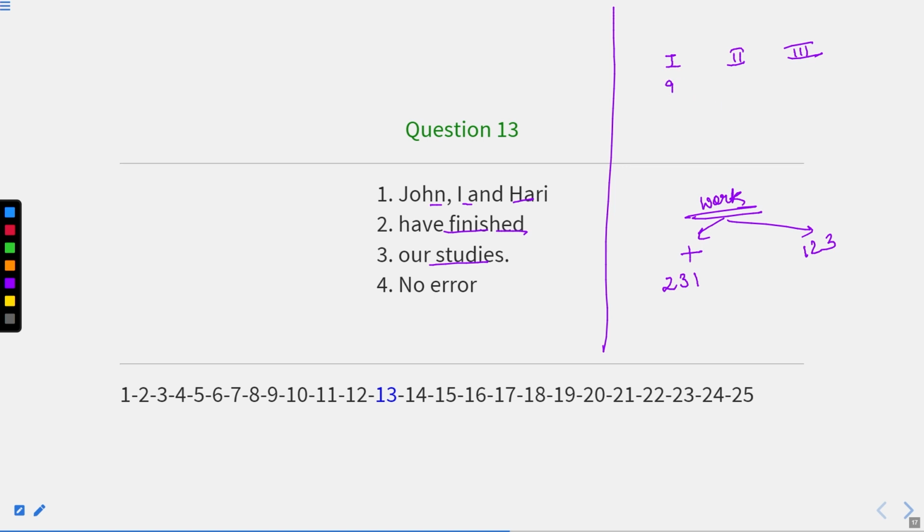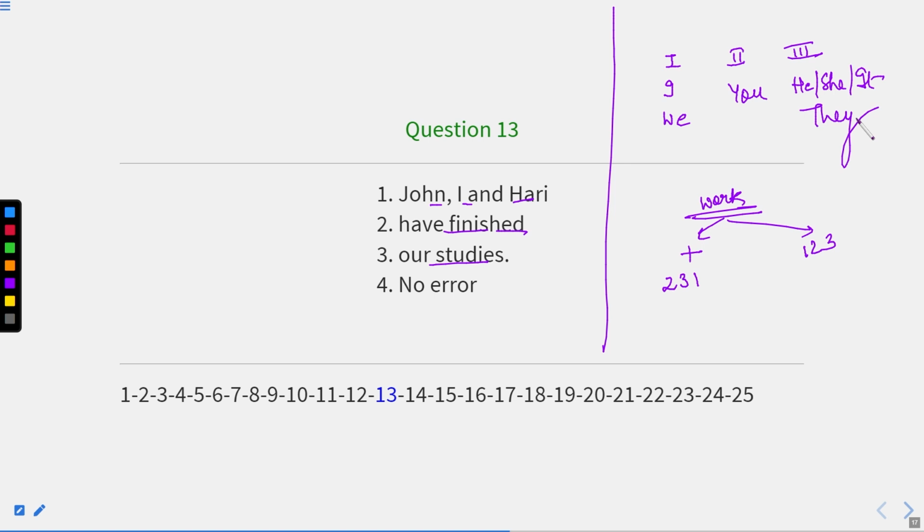Now, what is first person? I and we are the first person. Second person is you, whereas third person is he, she, it, or they. So first person is I and we, second person is you, and third person is he, she, it, and they.